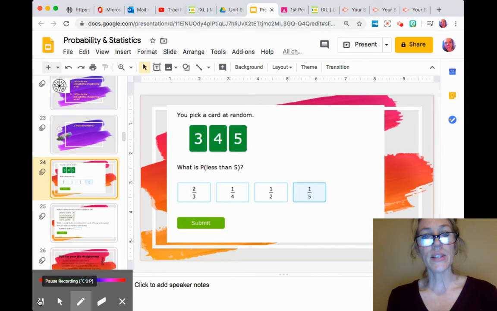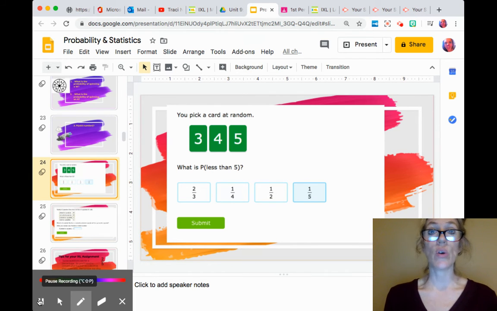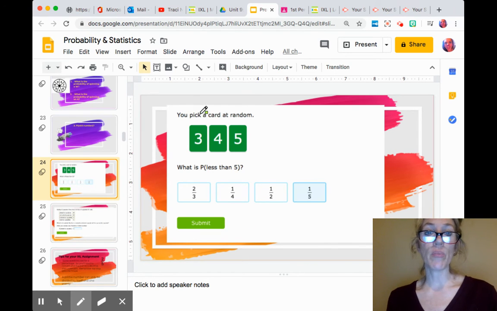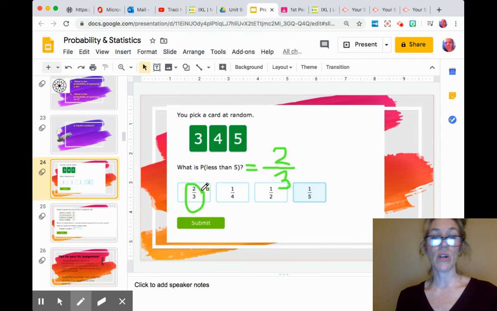All right, guys, here's example number 4, and it is just a screenshot from your IXL lesson. I just wanted to work through 2 examples with you from IXL. You'll notice that some of your problems today will say you pick a card at random. What's the probability of picking a card less than 5? Well, I'm going to start with the total number of cards, the total possible outcomes. There's just 3, so 3 is the denominator. And how many of them are less than 5? Well, 3 and 4 are less than 5. So that would give us 2/3. So here is our answer for that.